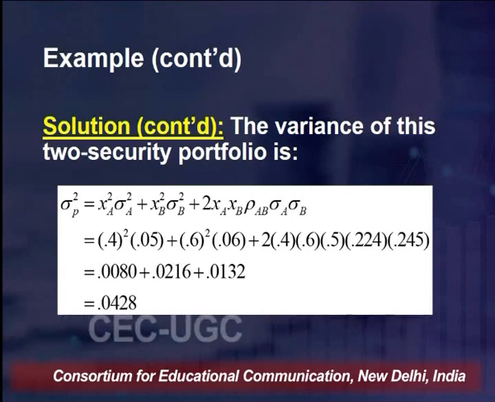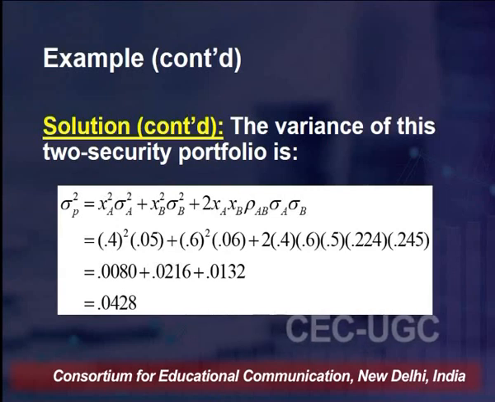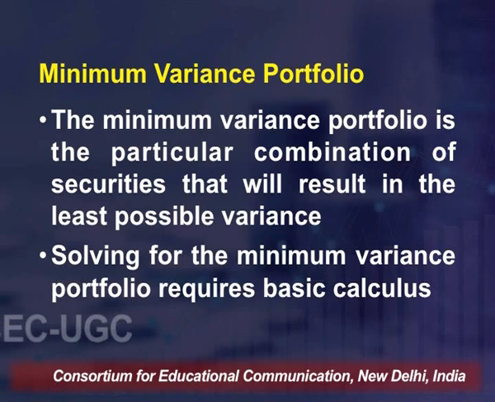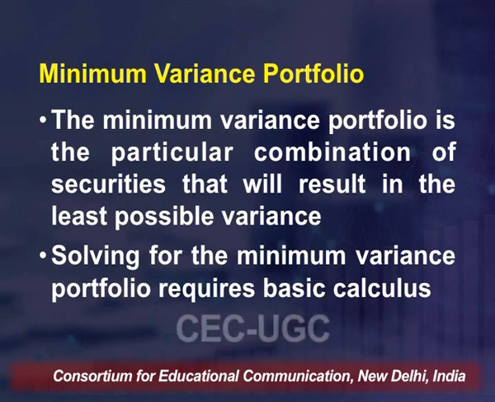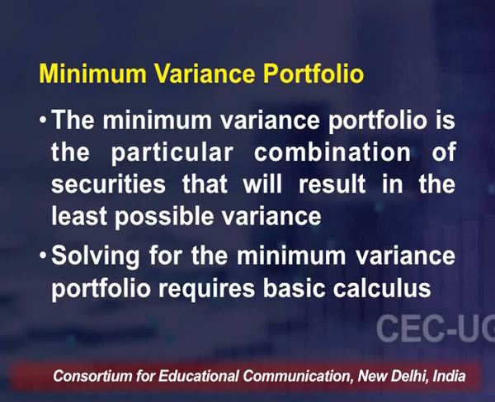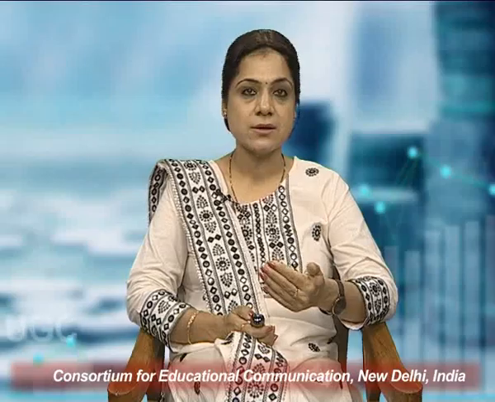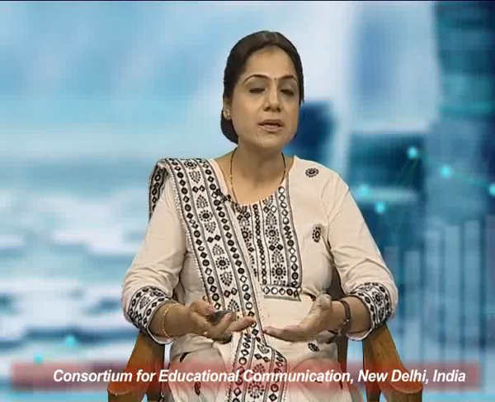Now the objective. When Markowitz proposed this MPT, the modern portfolio theory, the idea was to create a minimum variance portfolio. The idea was that as an investor, your risk should be minimized. The minimum variance portfolio is the particular combination of securities that will result in the least possible variance. As an investor, you always want to have the minimum risk. In fact, you will always say, why should I take risk? Rather, it should be a completely risk-free portfolio. Now, if you're expecting a portfolio to be completely risk-free, obviously the return will not be up to the mark.